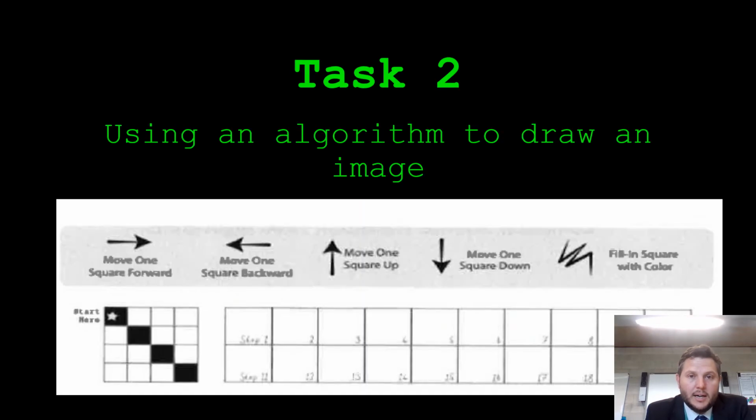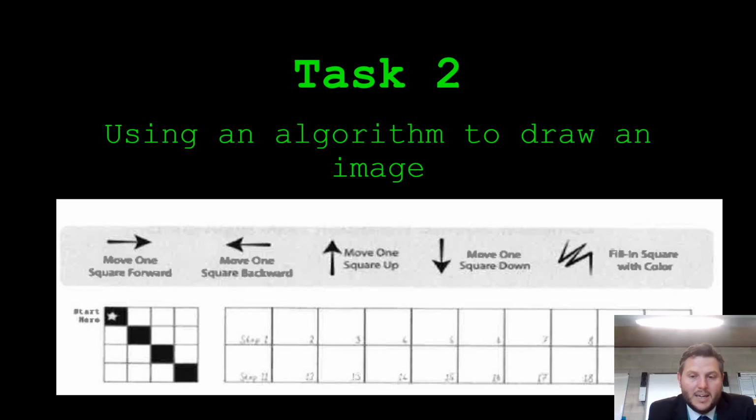So now we're going to try that in a bit more detail. We're going to try drawing an algorithm, or creating an image from an algorithm. Now we've got some different instructions. We can move 1 square forward in this direction, so to the right, 1 square backward to the left, 1 square up, 1 square down, or we can fill a square in. And you've got a pattern here. How could we create an algorithm to draw this pattern, using the steps going along like this?